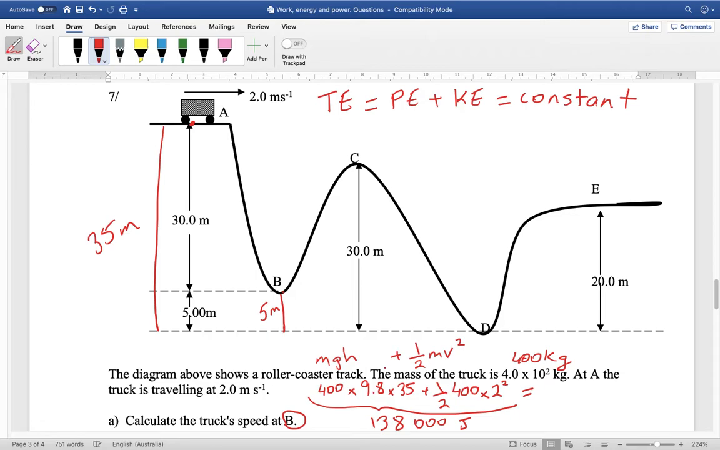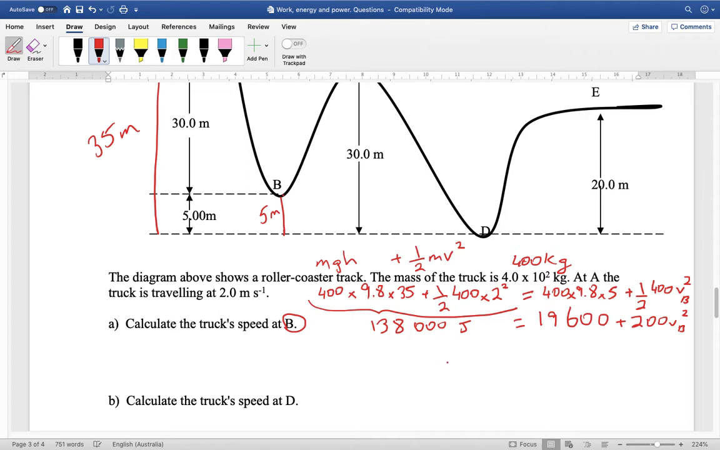So if I know no energy is lost to friction, I know now the mgh at B, so I'm using 5 as the height, is going to be equal to 1/2 m VB squared. So that's going to be equal to 19,600 plus 200 VB squared, and that calculation is going to give me VB to be roughly 24 meters per second.